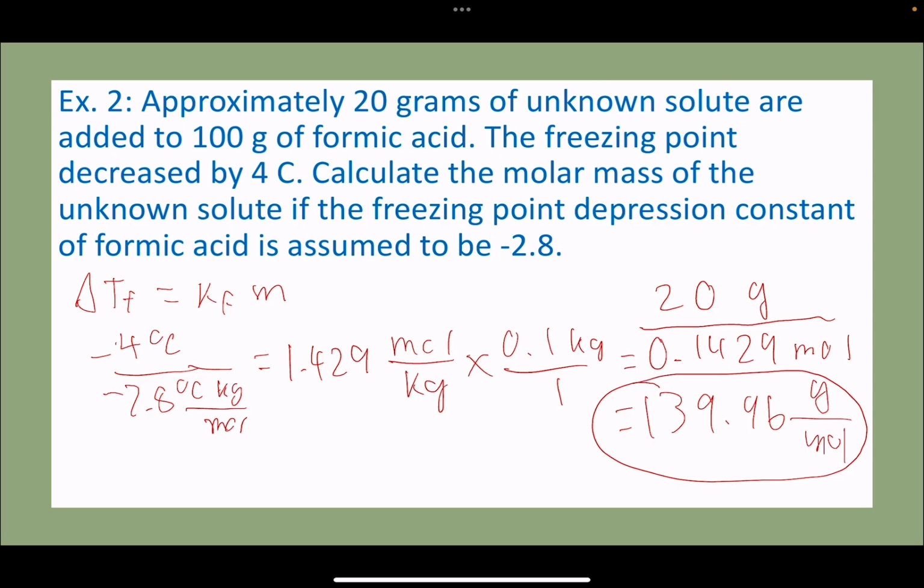From here, we could, if we wanted to, check a handbook of chemicals to find out which substances have a molar mass equal to or close to 139.96 grams per mole, and thereby determine the identity of our mysterious solute.